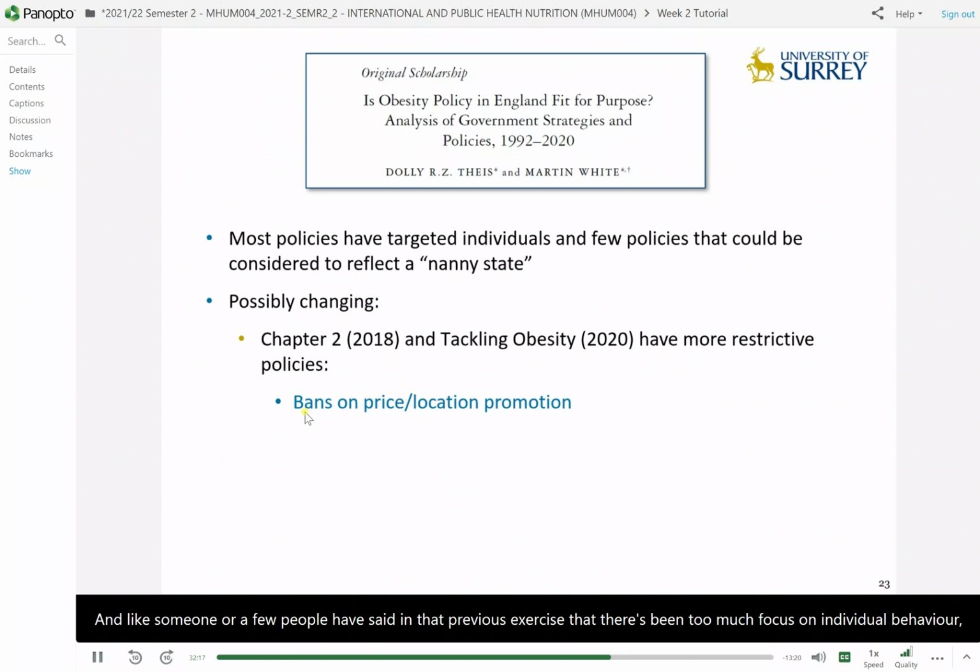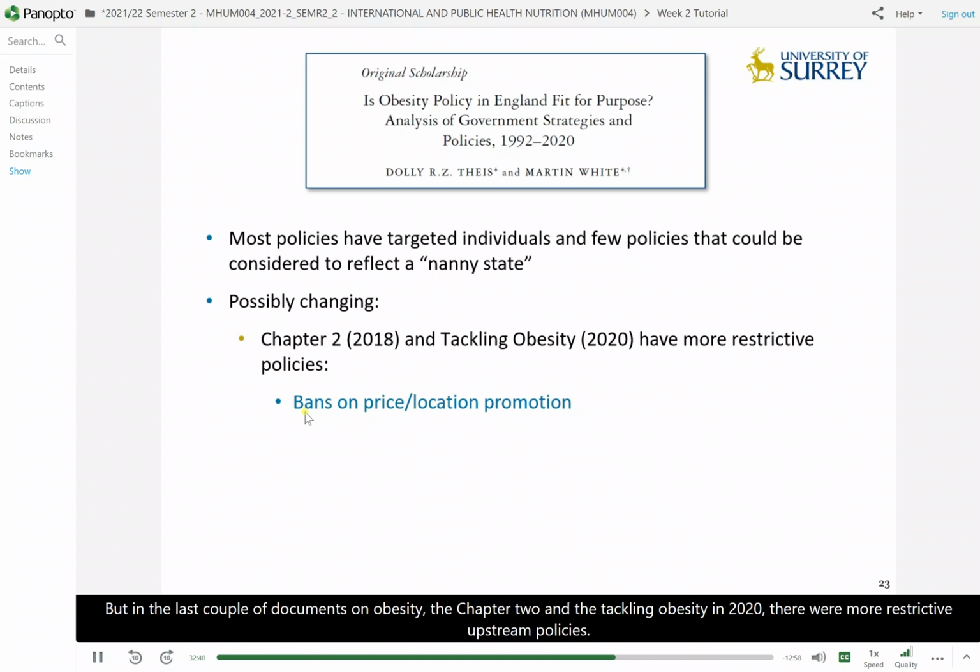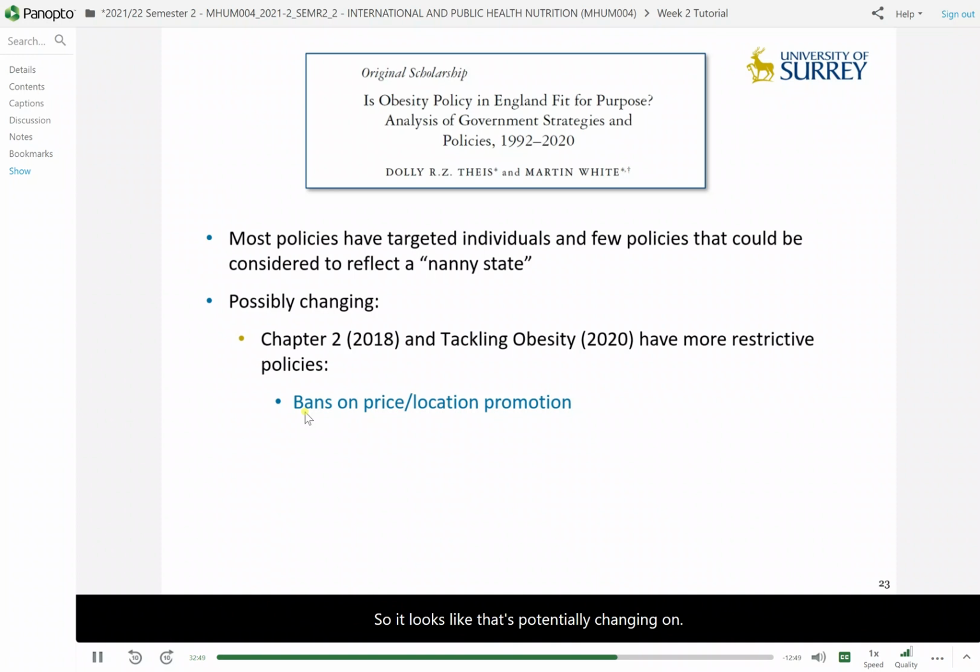And like a few people have said in that previous exercise, there's been too much focus on individual behaviour, too much focus on the downstream side rather than upstream, and that's possibly because, as in that slide I showed you at the beginning, it's quite hard politically to restrict choice and be that far upstream. But in the last couple of documents on obesity, Chapter 2 and Tackling Obesity in 2020, there were more restrictive upstream policies. So it looks like that's potentially changing.